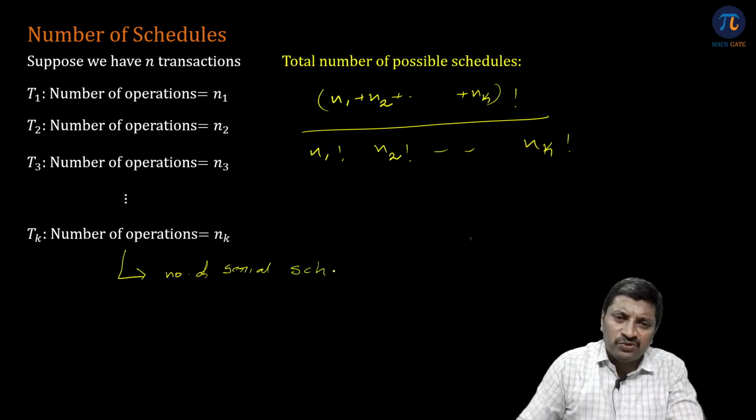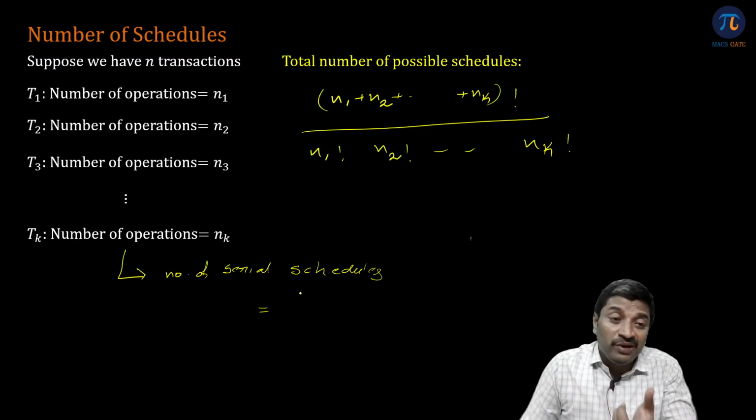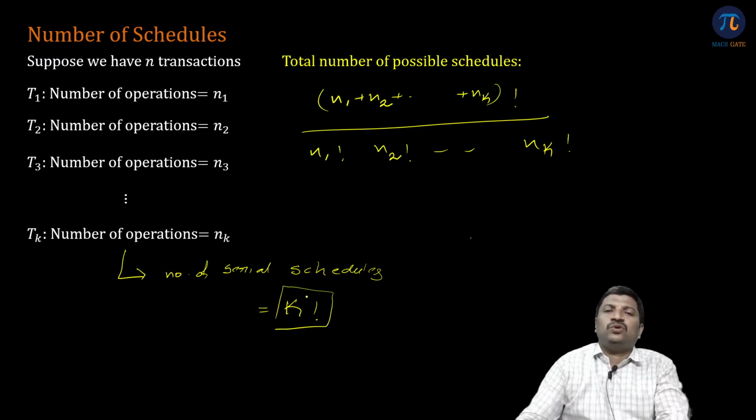The number of serial schedules will be equal to n factorial. What is n? Number of transactions. Here, how many transactions are you having? K. So it will be k factorial. Hope you understood it.